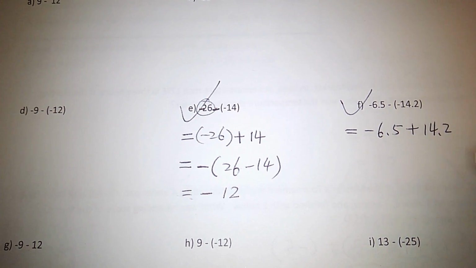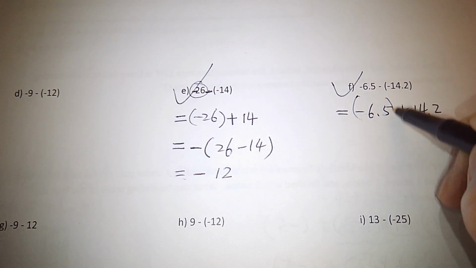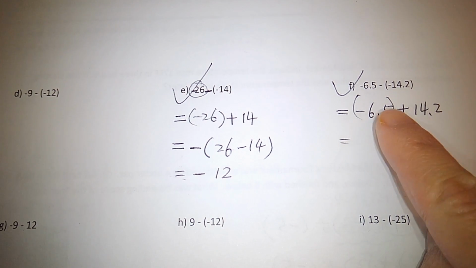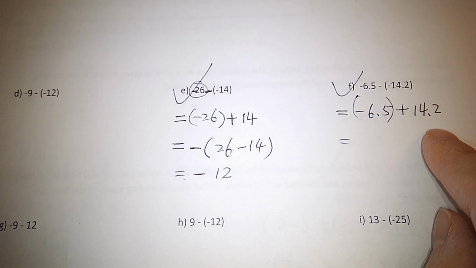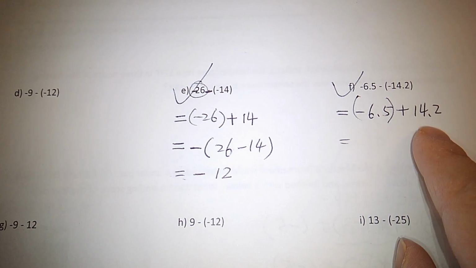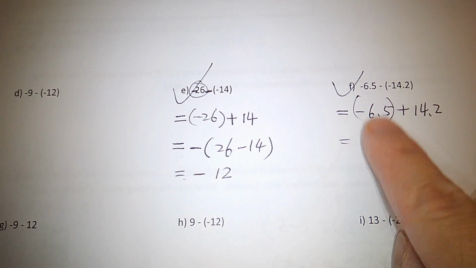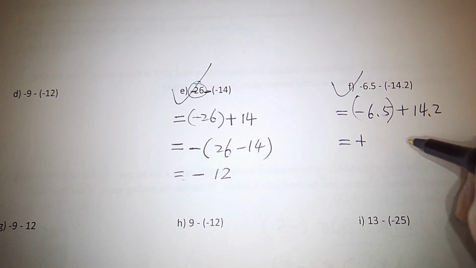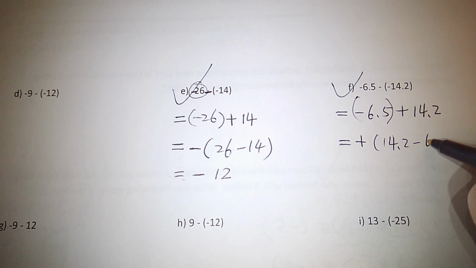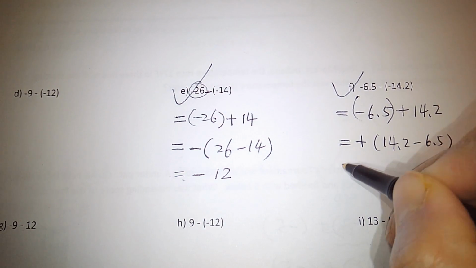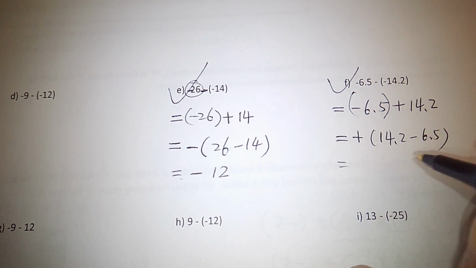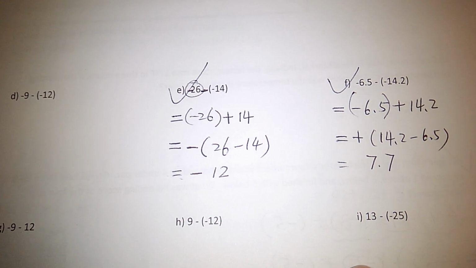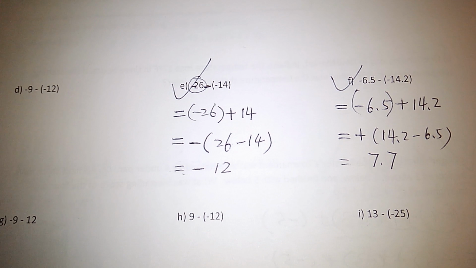Plus 14.2, right? So still, yeah, a sum with different sign numbers, right? Different sign numbers. So negative, positive, which sign should dominate the result? Positive, right? Because 14.2, right? Then we do 14.2 minus 6.5. And then they give us what? What do you have here? 7 point what? 7.7. Does everybody get the correct answer?